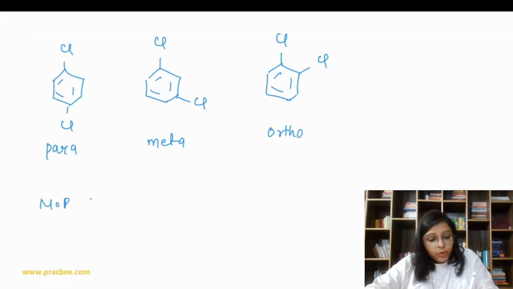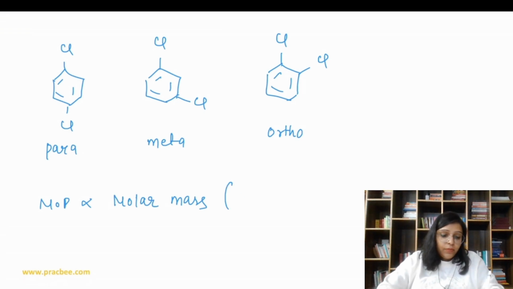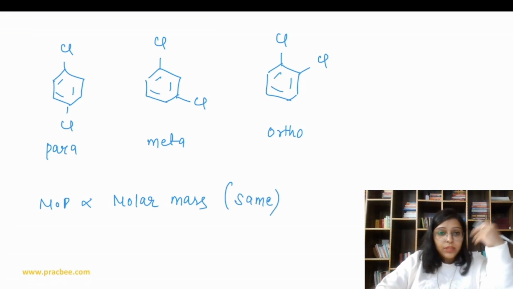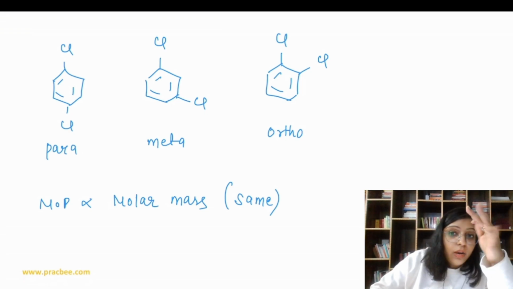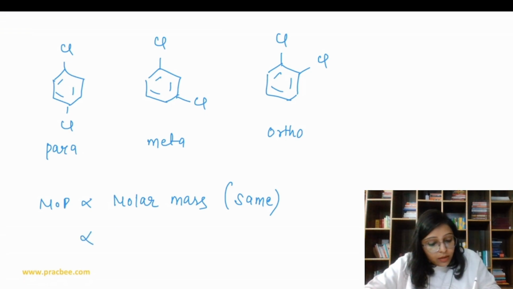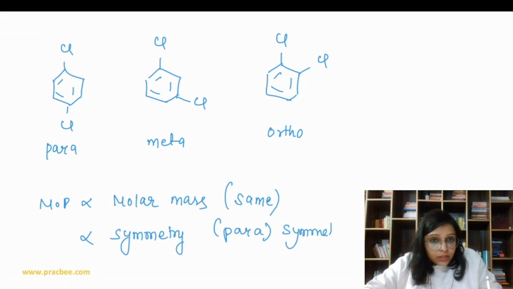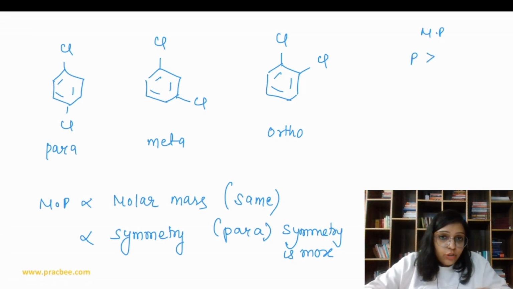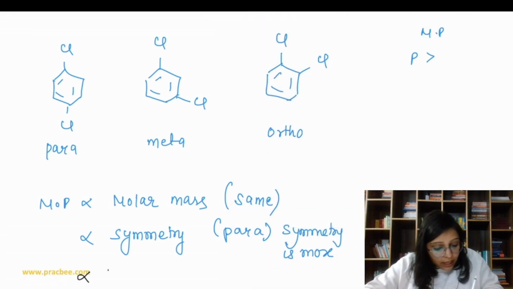Okay, ortho dichlorobenzene. Now we have to check the melting point. So we know that melting point is directly proportional to molar mass. Right? If you see, molar mass is same, same number of carbon atom, same number of hydrogen atom, same number of chlorine atom, all are same. So it means we have to check the symmetry. So in para one symmetry is more, right? So melting point of para is going to be more. Now out of meta and ortho, how to decide? So now we have to check the dipole moment.